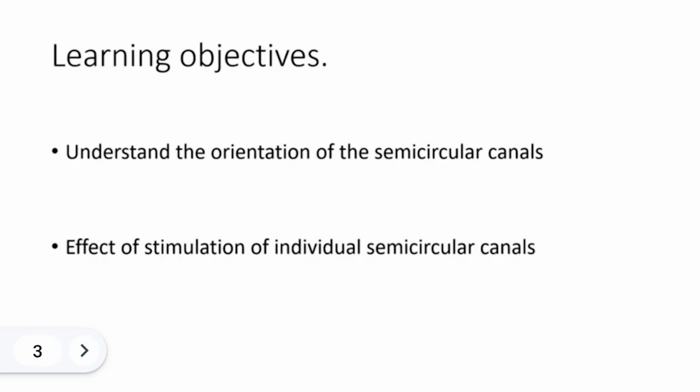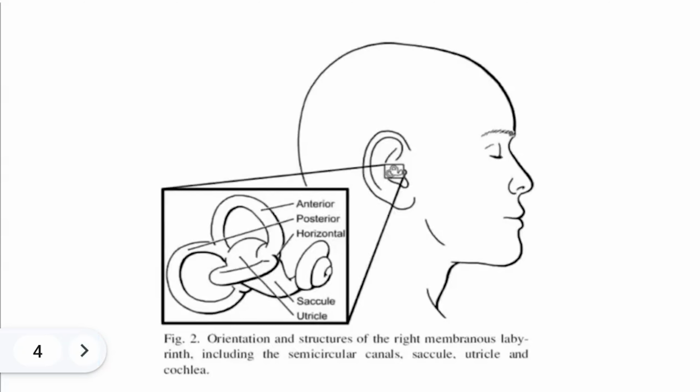The learning objectives of the topic consist of two elements. One is to understand the orientation of semicircular canals, and the other one is the effect of stimulation of individual semicircular canals. First, we need to understand the orientation of semicircular canals. This diagram shows the orientation of semicircular canals. Generally, each ear consists of three semicircular canals, that is anterior or superior, posterior or inferior, and the horizontal or lateral semicircular canal.